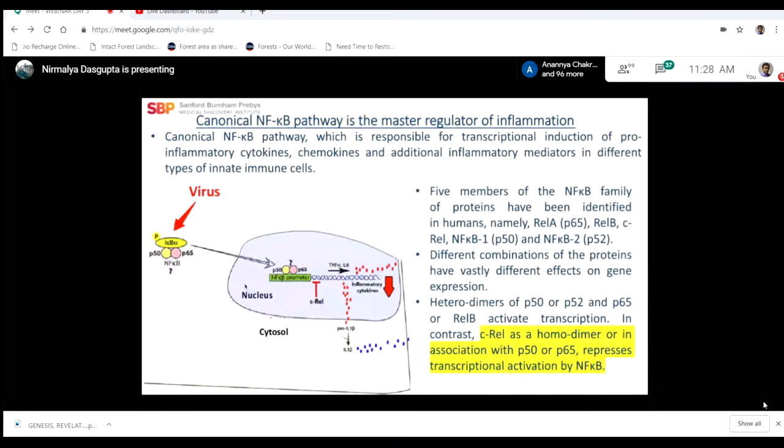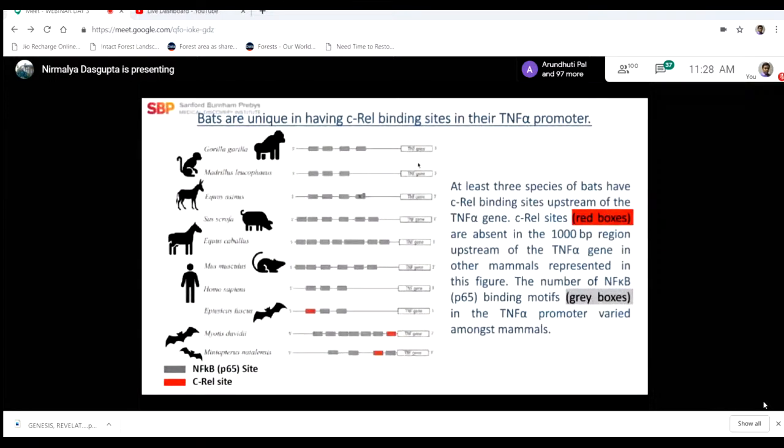And when a bat virus invades us, there is a massive cytokine storm caused by this NF-kappa-B. So if we had c-Rel, then we could control this massive cytokine storm. But let's see what we have. If you look at the TNF-alpha gene, one of the major cytokines during infection, these gray boxes are the NF-kappa-B recognition sites, and the red boxes are c-Rel recognition sites. You can see from gorilla, monkey, donkey, pig, horse, mouse, and human, we don't have any red box. We all have these gray boxes. That means there's no repressor element in our TNF-alpha promoter.